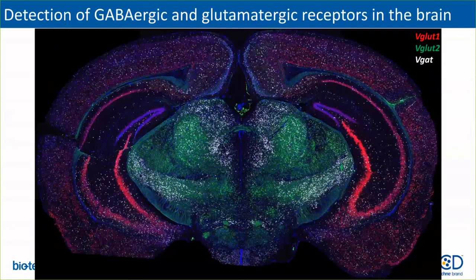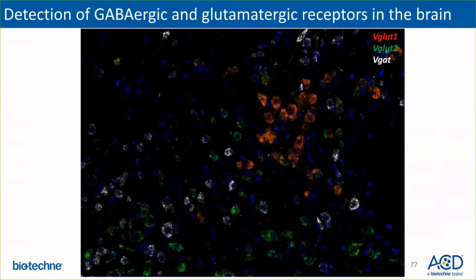Here is an image of bGlut1, bGlut2, and bGAT receptors in FFPE mouse brain using the multiplex fluorescent V2 assay. Here is a high magnified image of the same markers in the mouse brain.